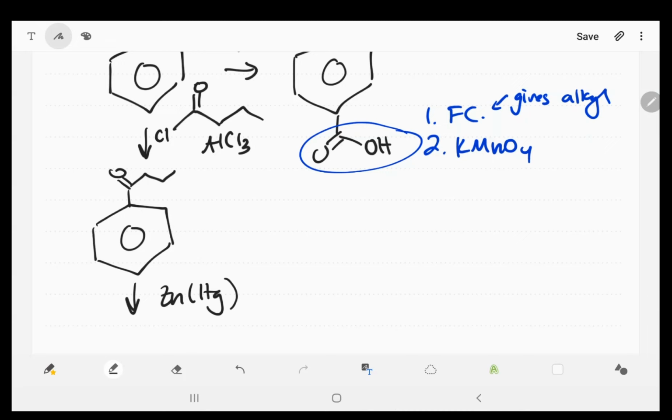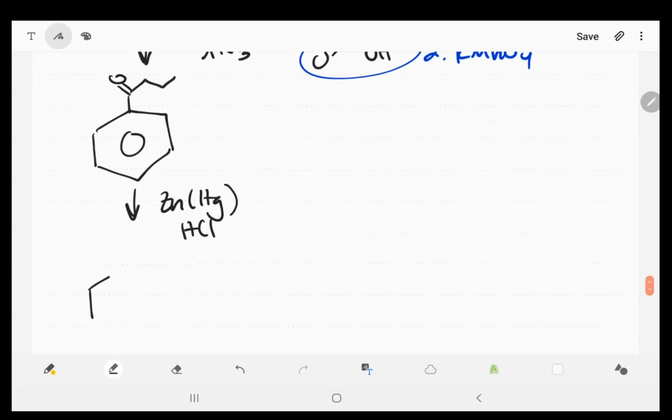What is the other one? HCl? I think so. Zinc mercury HCl gets rid of the carbonyl. 1, 2, 3, 4. We now have a para director, right? I would say probably not ortho because look at how bulky that thing is. It's probably going to knock anything away. So more likely than not, we're going to get the para position.